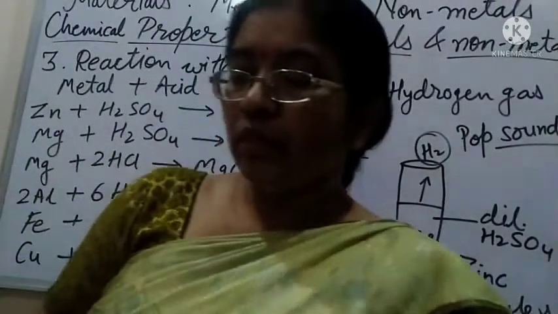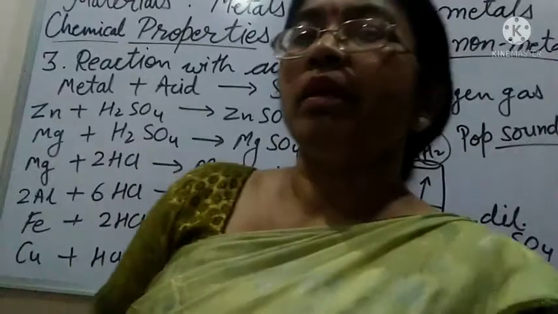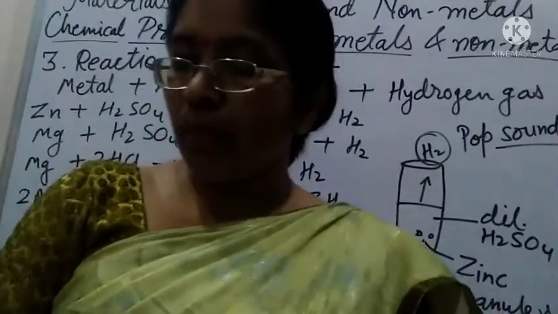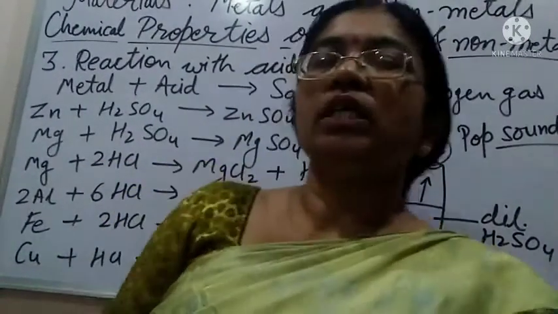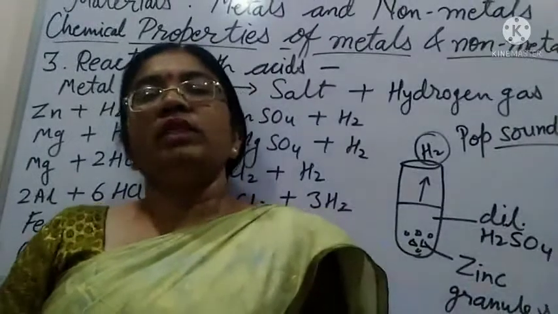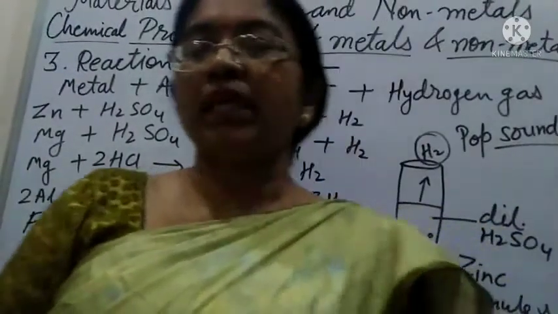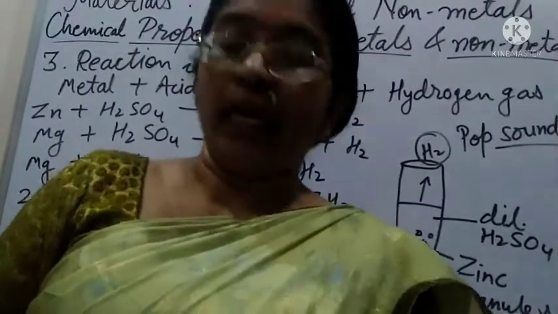Now the same reaction can occur with magnesium, though it takes time, but magnesium also reacts with the sulfuric acid and produces magnesium sulfate and hydrogen gas. Now to understand whether all metals can react with acid, and whether non-metals can also react with acid in the same manner or not, we can do an activity.